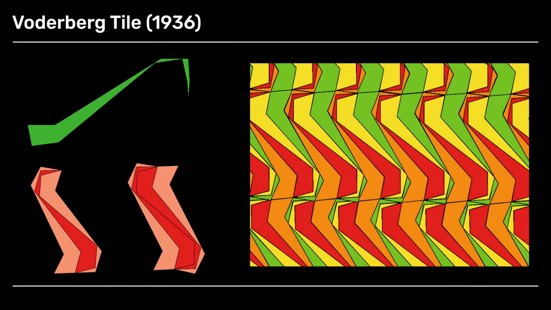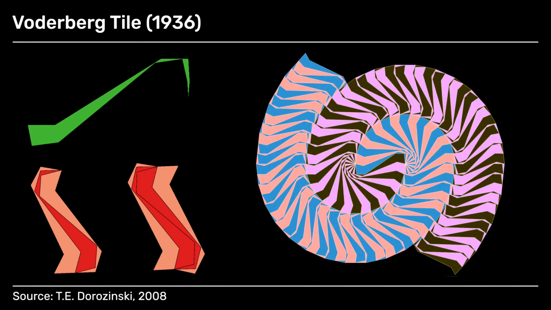Now, of course, we haven't answered the question of whether or not this tile can actually tile the plane, and in fact it can. So here's a periodic tiling by this particular tile of the plane. But there are also other tilings. This one is fascinating. This one is a spiral tiling, again, from the Voderberg tile. So that's a fascinating tile.